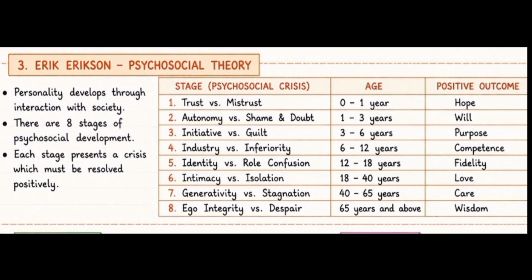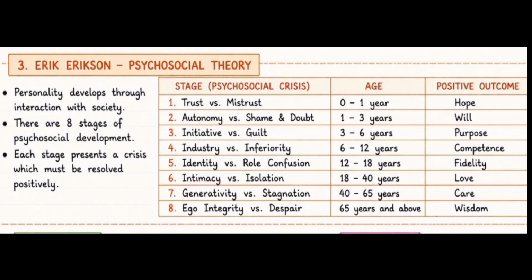And the sixth, intimacy versus isolation. It comes at 18 to 40 years, and the positive outcome is love. In intimacy, love is the basic strength developed in this stage. Their thinking becomes clear. They develop intimate relationships with their loved ones. In isolation, if intimacy is not developed, then they are in isolation. They get discarded or separated from their parents and relatives.